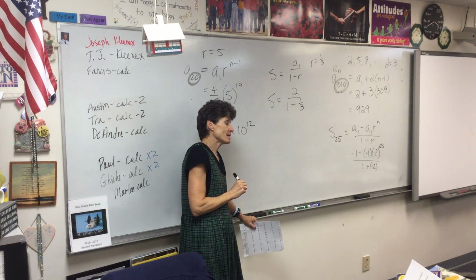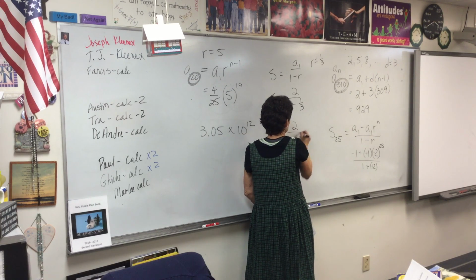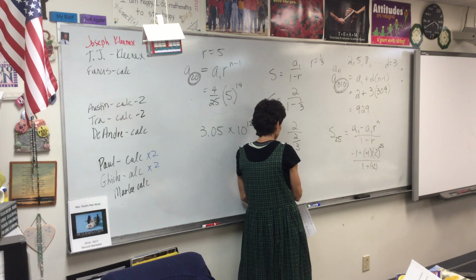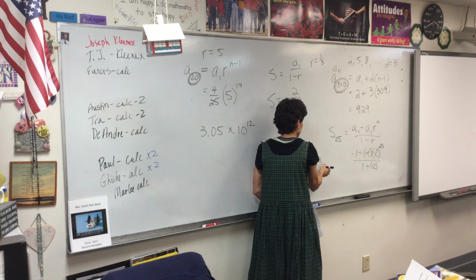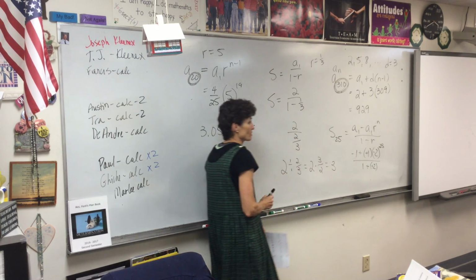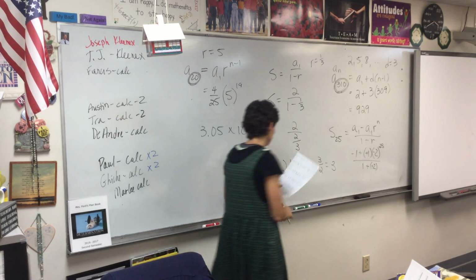Now let's not mess this up. What's 1 minus 1/3? 2/3. 2 divided by 2/3 is the same as 2 times 3/2. So the answer is just 3.